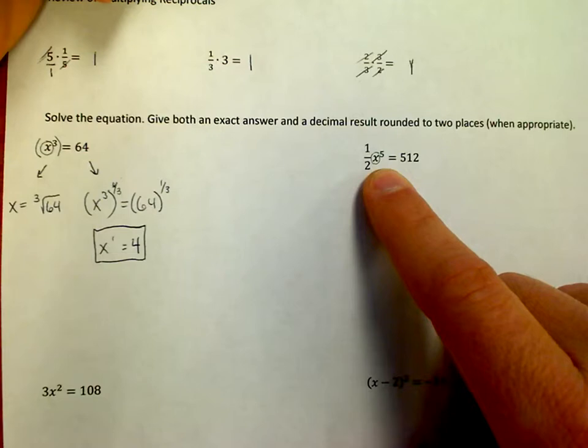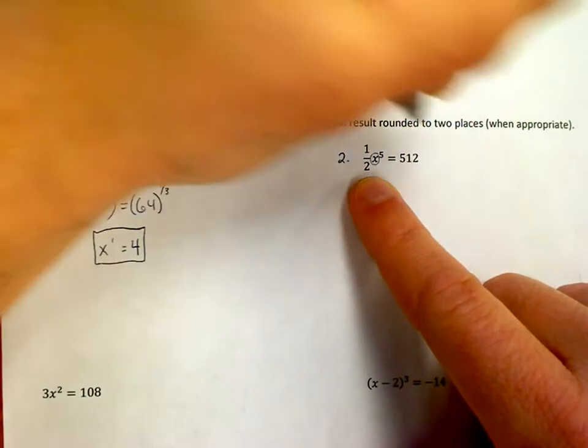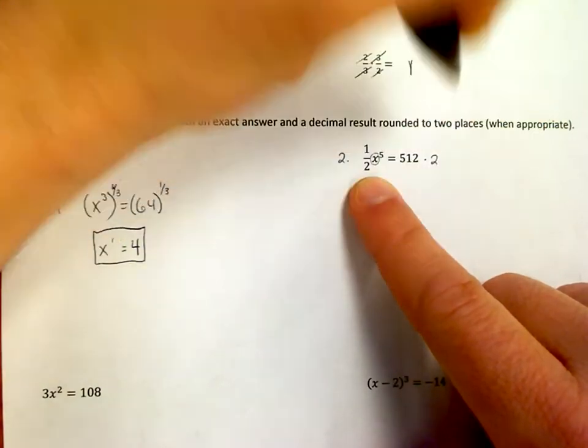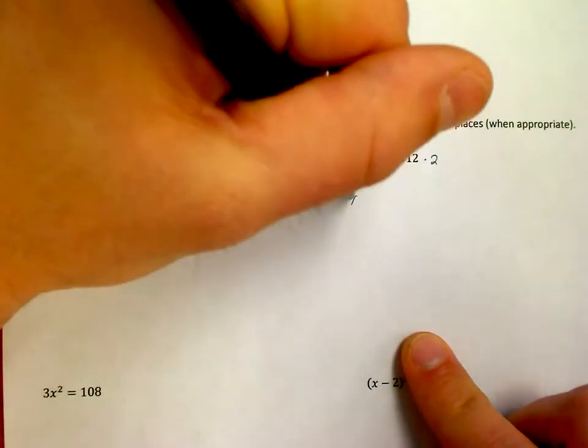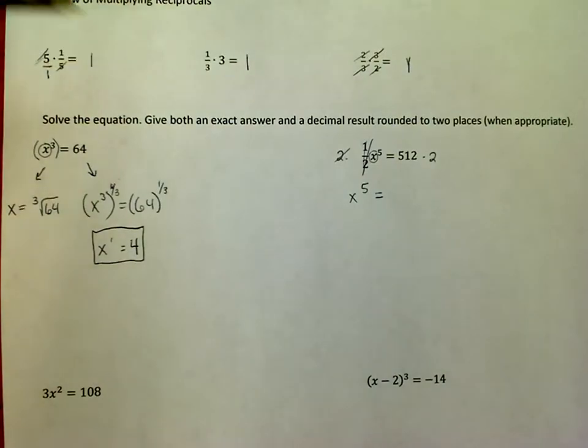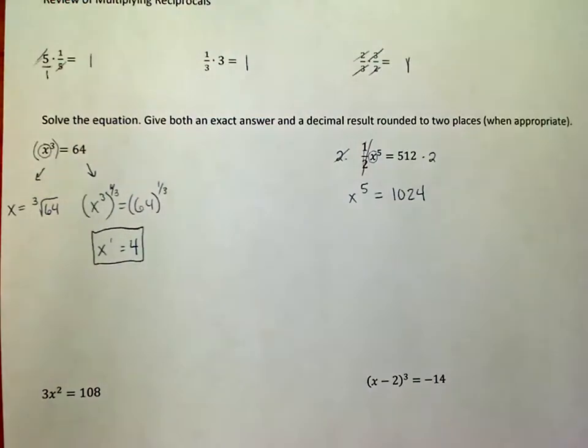So before I do anything involving a 5th root, I need to do something with the 1/2. I can get rid of that by multiplying both sides by the reciprocal, which is 2 over 1. So the 2 times the 1/2 goes away, and I'm left with x to the 5th equal to twice as much as 512, which is 1024.